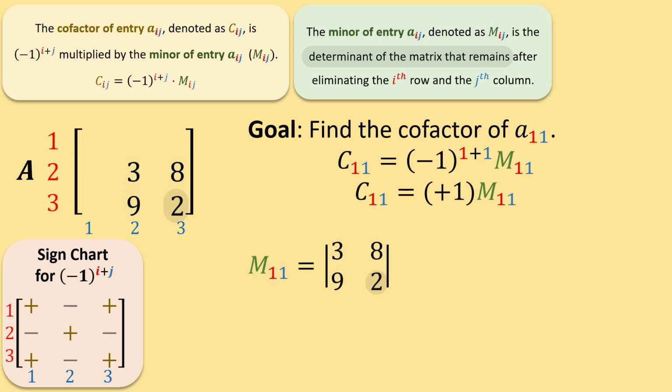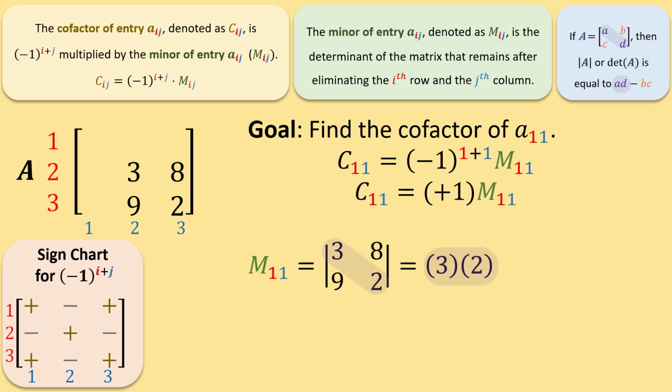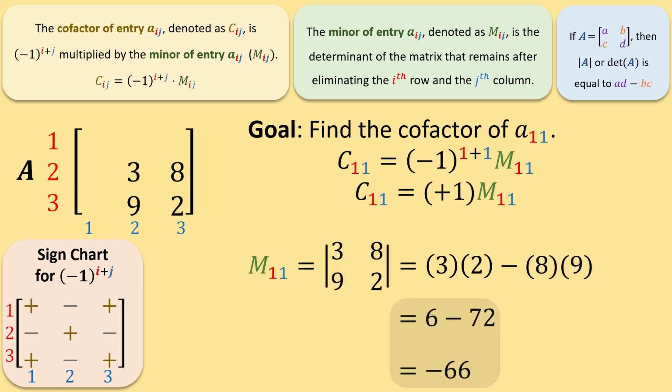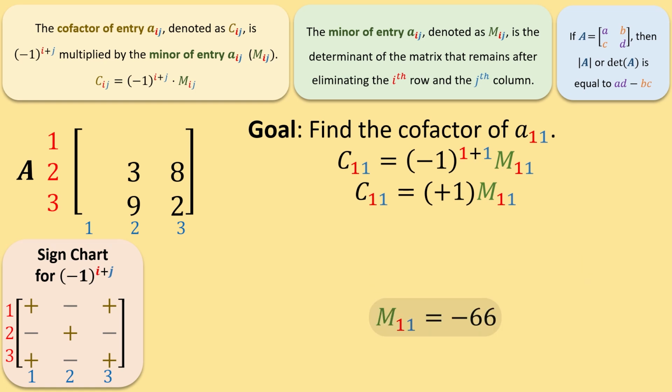The minor M sub 1, 1 of entry a sub 1, 1 is the determinant of 3, 8, 9, 2. Since this is the determinant of a 2x2 matrix, we can use this guide here to calculate the determinant. We get capital M sub 1, 1 is equal to 3 times 2 minus 8 times 9, which is equal to 6 minus 72, which is equal to -66. The value of capital M sub 1, 1 is equal to -66. Check out these videos for a refresher on finding the minor of a matrix or the determinant of a 2x2 matrix. To get our cofactor, we then just multiply capital M sub 1, 1 by +1.